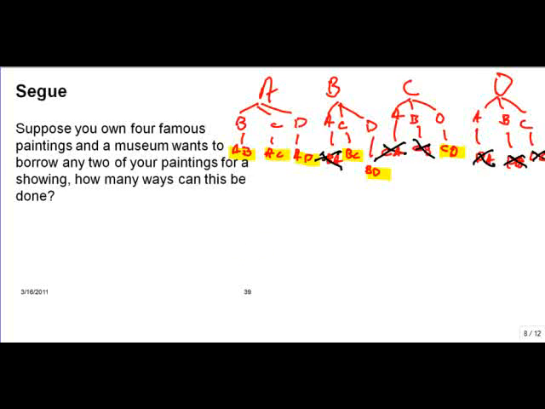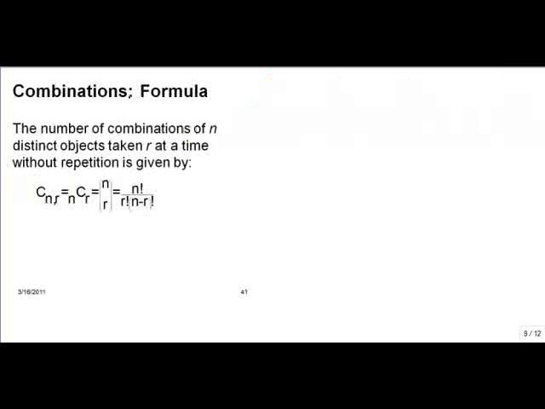All right? So notice that in this case, the ordering did not matter. So when the ordering does not matter, this is what we call a combination. So the number of combinations of n distinct objects taken r at a time without repetition, where order does not matter. We'll throw that up here.